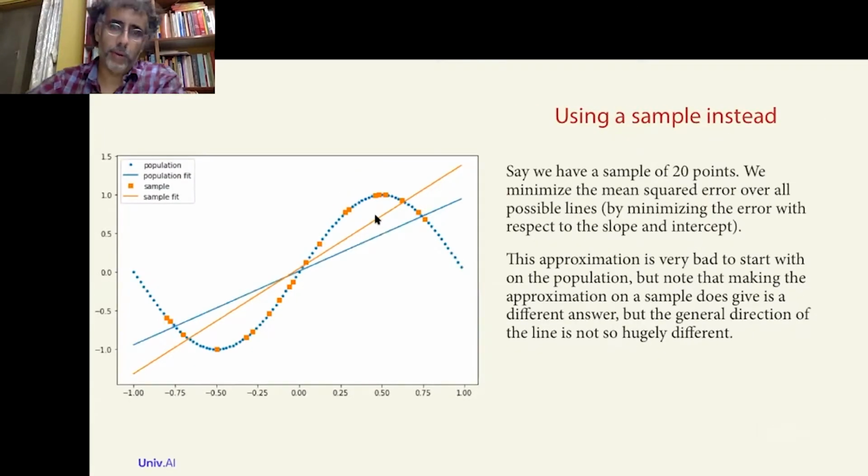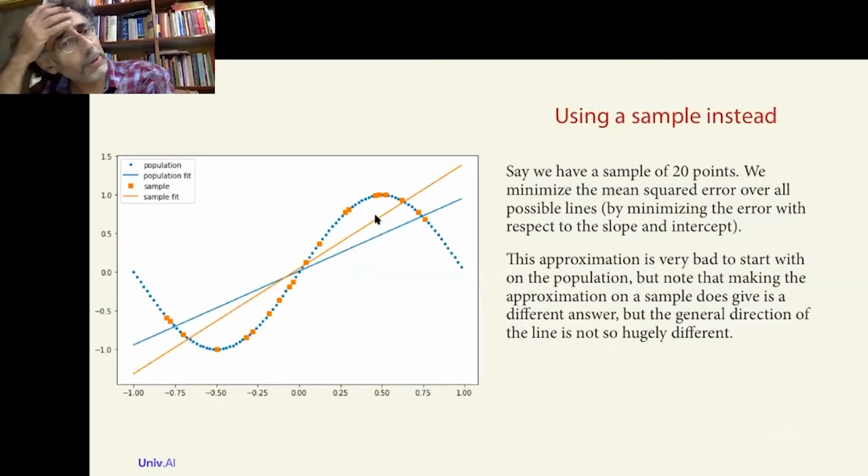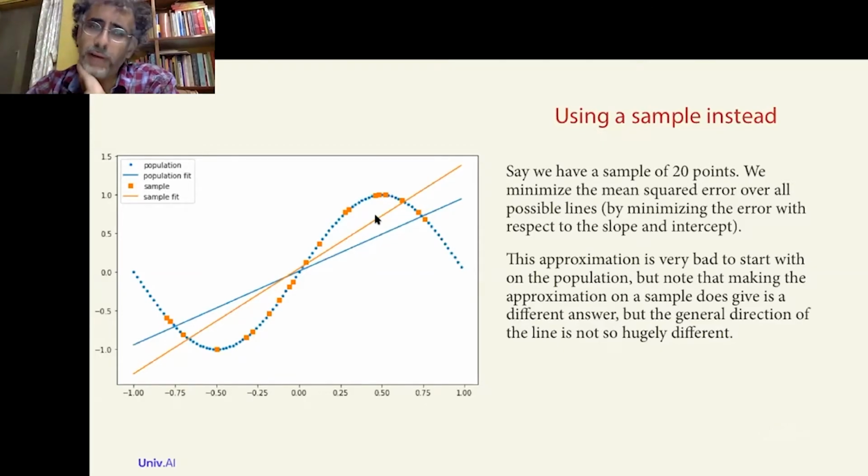Okay, now, say I have a sample of only 20 points. The sample is these orange squares. I now try and do a fit, and this fit is shown to you by this orange line. It gets the rough idea right, that the sine curve is kind of increasing. But it does not occur at the same place as the blue line, which I fit on the entire population.